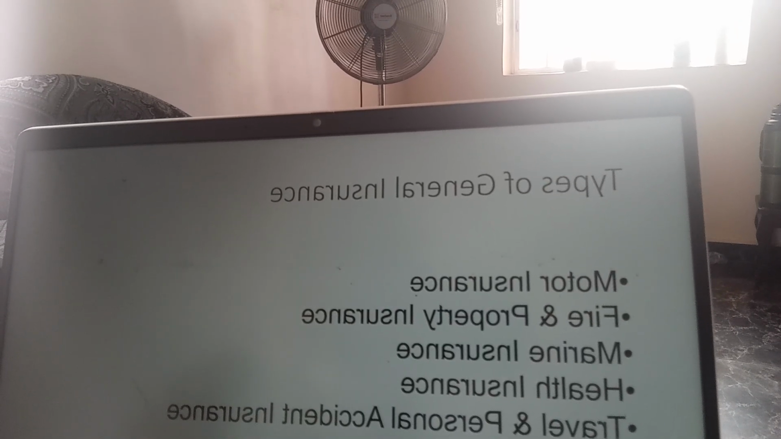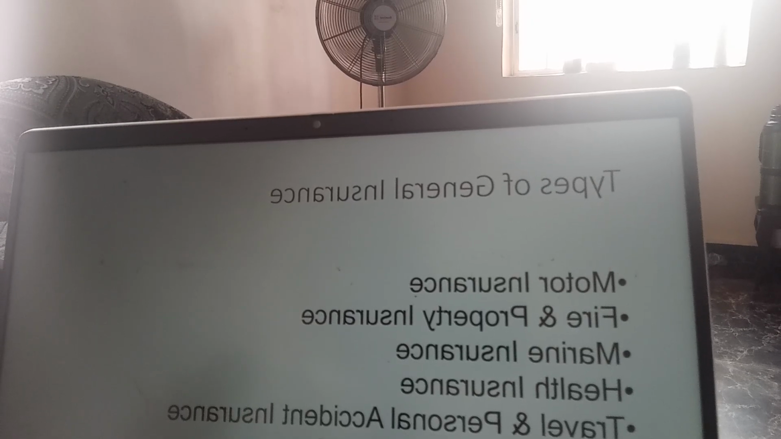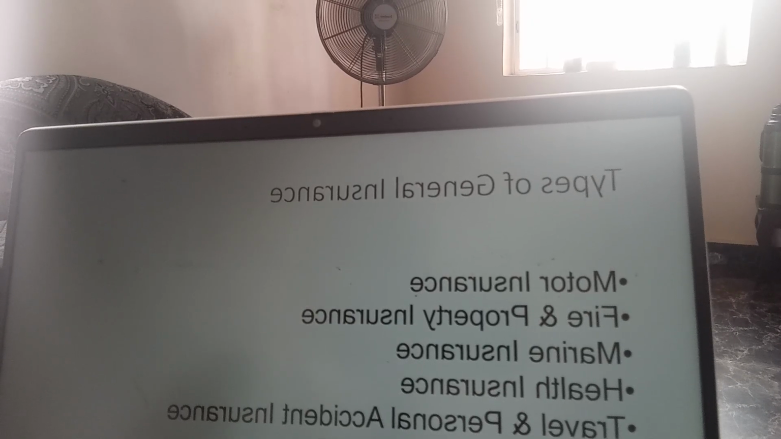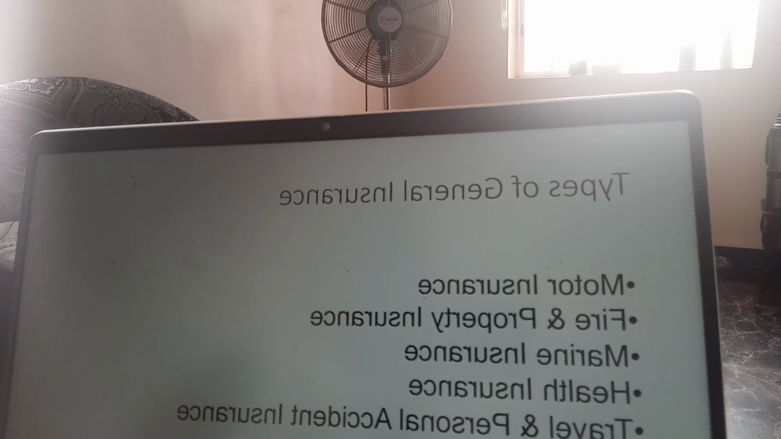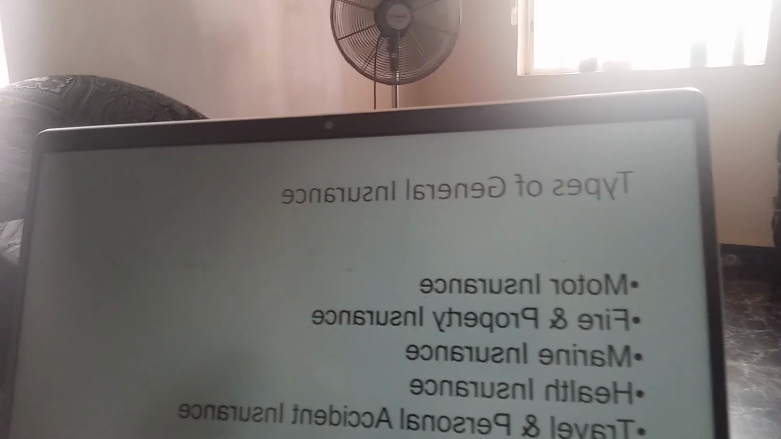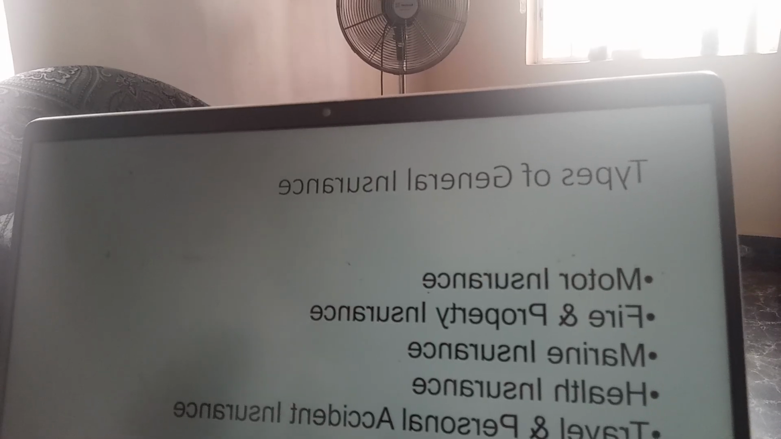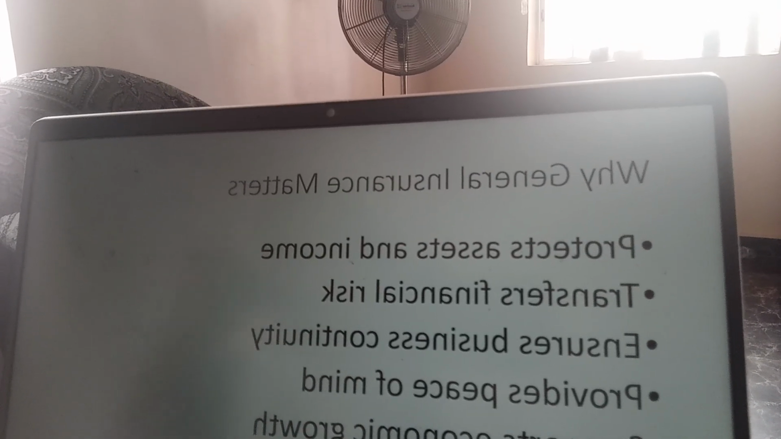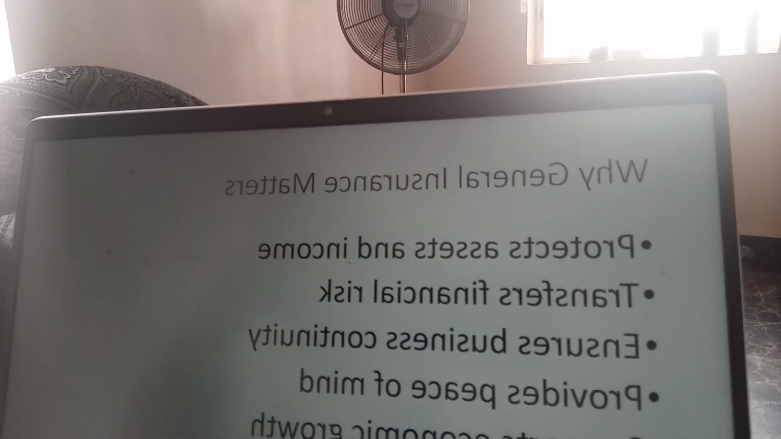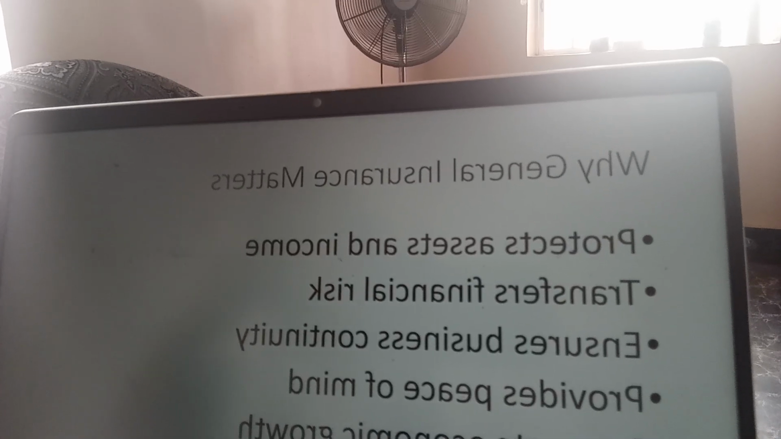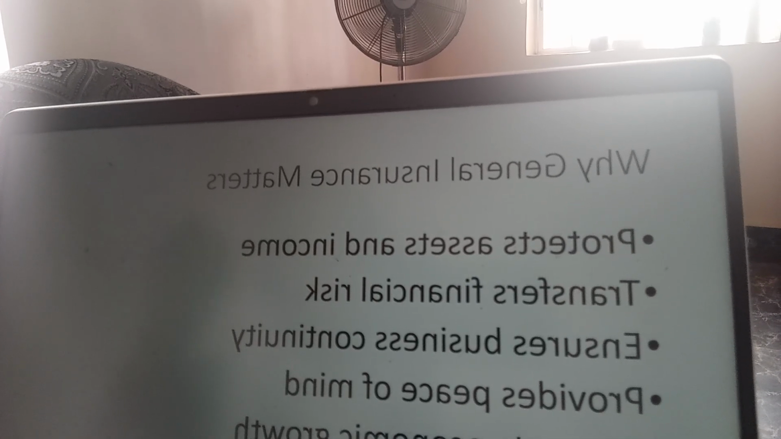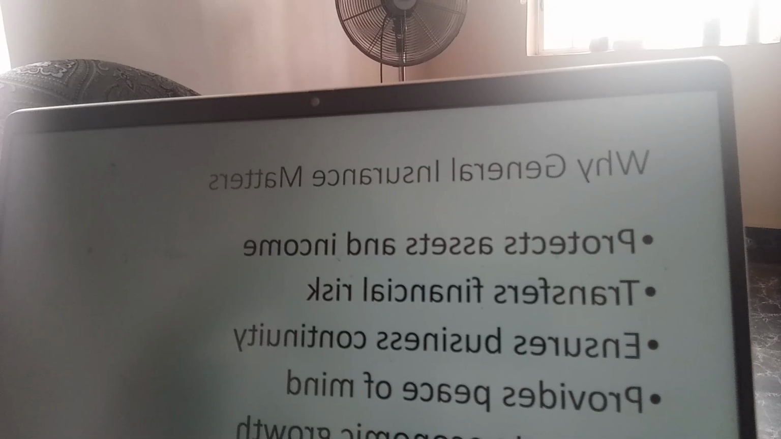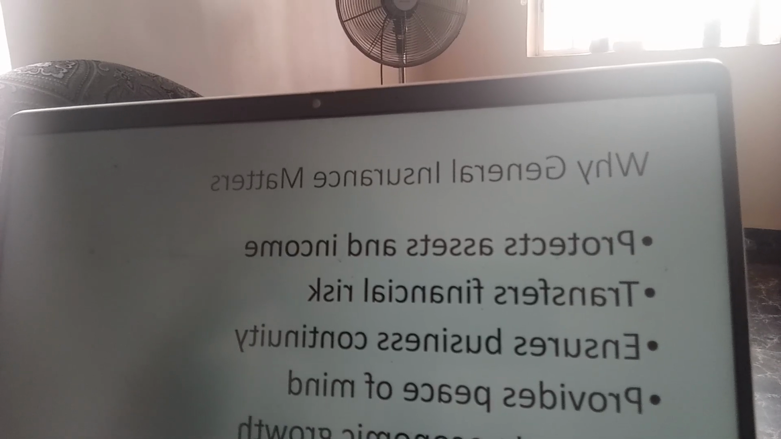When you talk about general insurance, we're talking about fire, motor insurance, property insurance, marine insurance, health insurance, travel and personal accident insurance, and engineering and special risk. Then, why does general insurance matter? Why do we do insurance? To protect assets and income, transfer financial risks, ensure business continuity, provide peace of mind, and support economic growth.